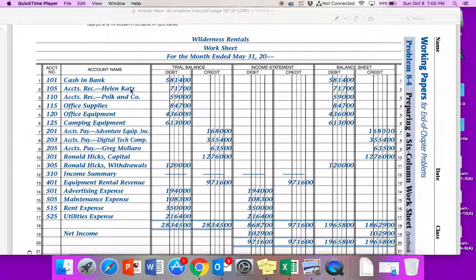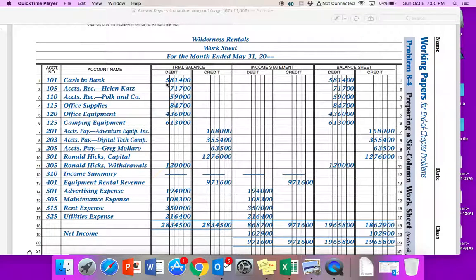So you'll notice here that up at the top we have the name of the business, worksheet, and for the month ended, and it's always done at the end of the month. And then you'll notice we have the accounts listed. They're listed in numerical order by their account numbers, okay? And you'll find that the ledger should be in the same order, as well as every time they're listed in your assignments and you have that chart of accounts, they're listed all in numeric order by their account numbers.